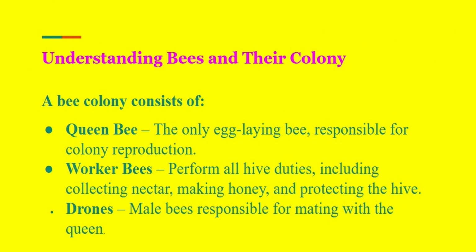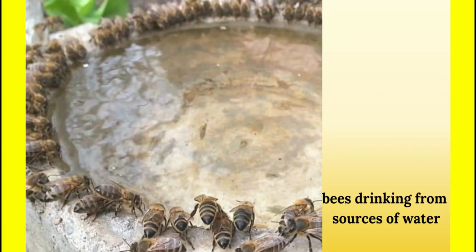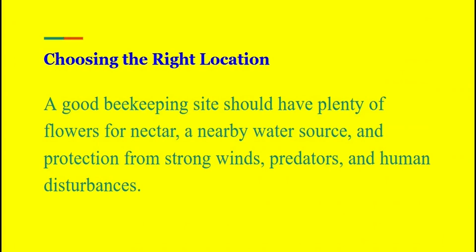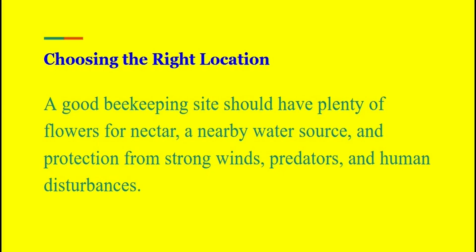So let's continue. The next one is choosing the right location. A good beekeeping site should have plenty of flowers and nectar, a nearby water source, and protection from strong winds, predators, and human disturbance. What this means is that if you want to site your apiary, you must have foraging in mind. Foraging being where they will get their food, the source of their food. That is the flower, for nectar. Bees get their food from flowers. The nectar they suck out from the flower is what they use in producing the honey that will go to harvest.